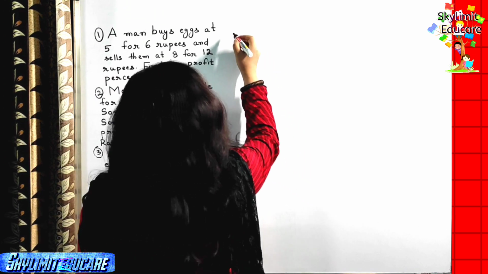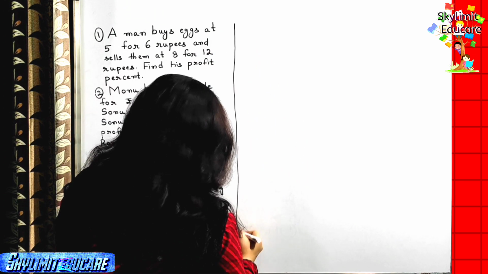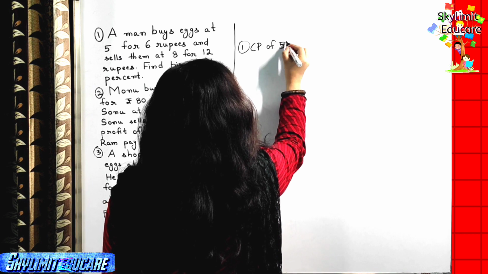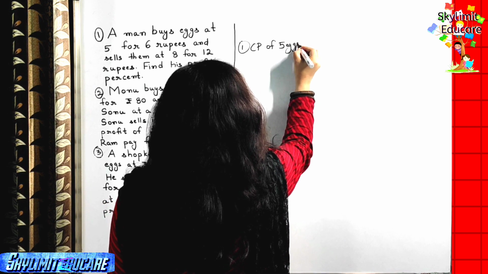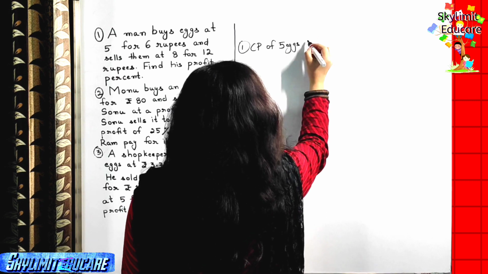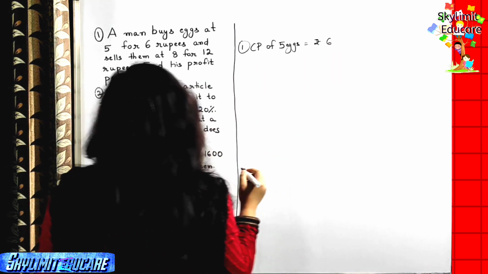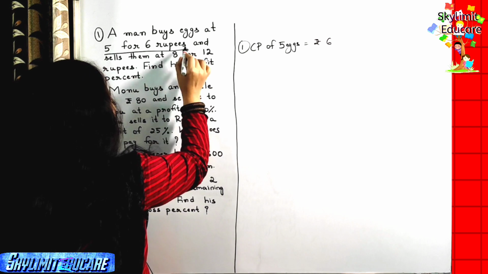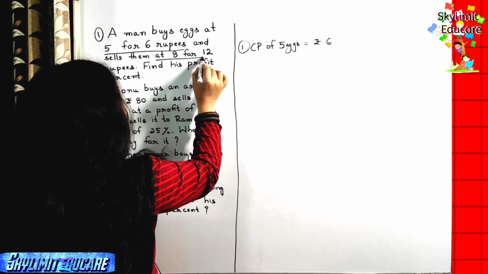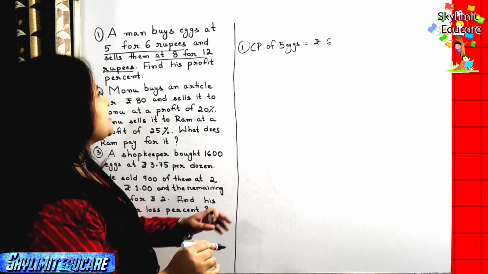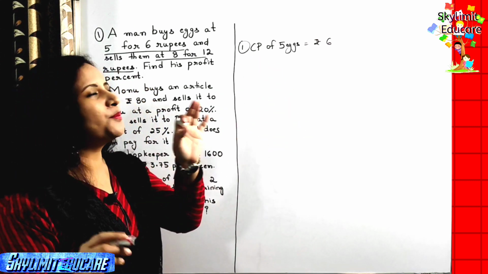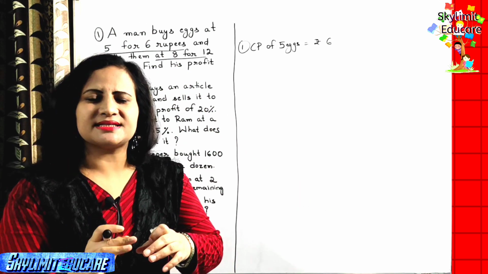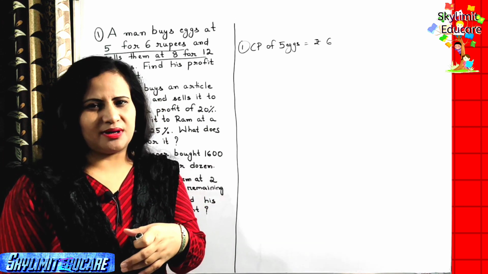Okay, so let's start writing the statements. CP of 5 eggs equals rupees 6. Eggs at 5 for 6 rupees and sells them at 8 for 12 rupees. Okay, so the meaning of the statement is what? He purchases 5 eggs at the rate of rupees 6 and he sells 8 eggs at the rate of rupees 12. That means the selling price of 8 eggs is rupees 12.